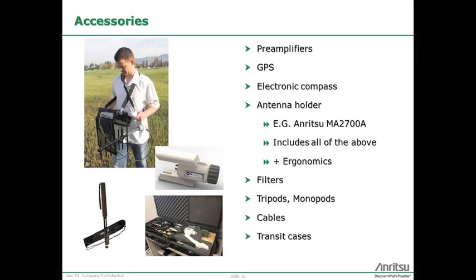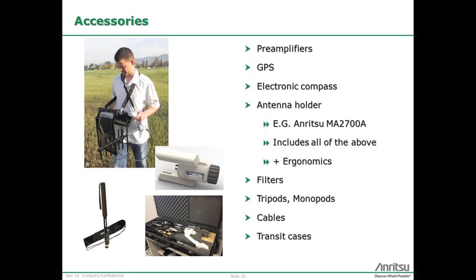Accessories: preamplifiers are sometimes useful accessories to improve the ability to see small signals. You need a GPS receiver so you know where you are, especially for mapping, and an electronic compass to get to where you are. The antenna holder we've been talking about, this Anritsu MA2700, which we call the handheld interference hunter, includes all of those items, preamp, GPS, electronic compass, in a single ergonomic, easy-to-use package.